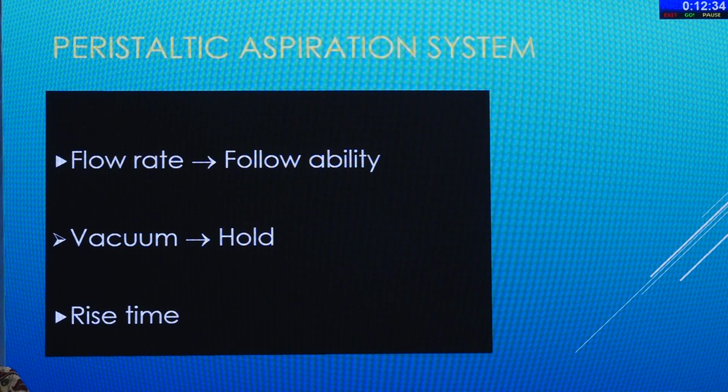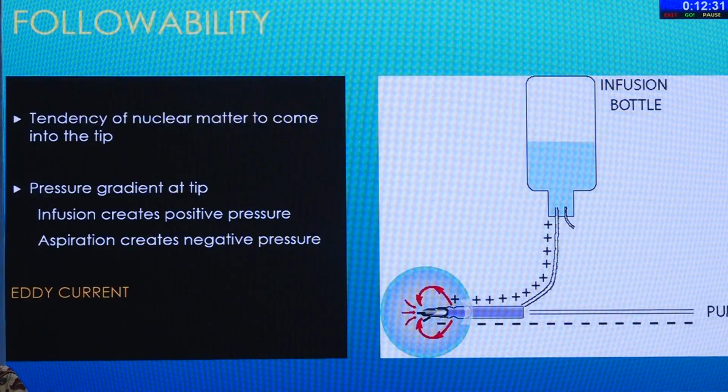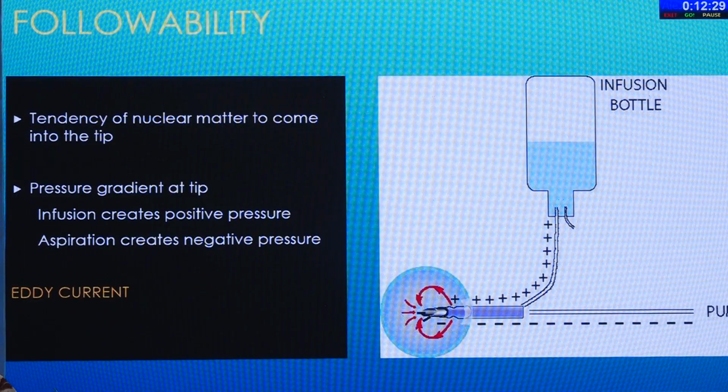And what is followability? We'll just discuss in the next slide. So it's important to understand followability. Followability is a term which tells us about the tendency of the nuclear material to come into the tip. And so how does it happen?